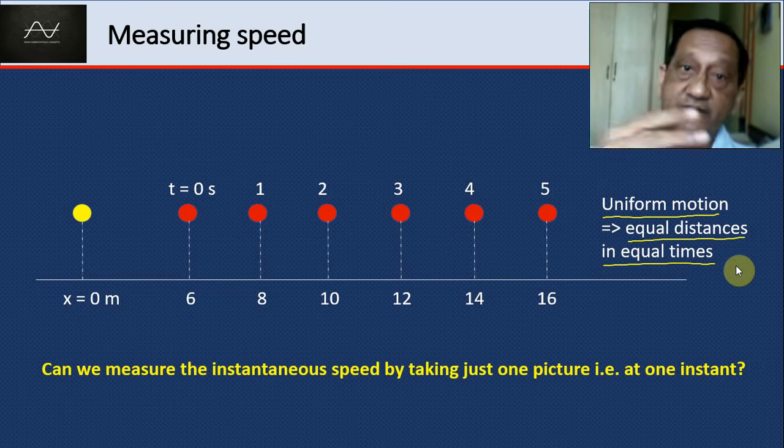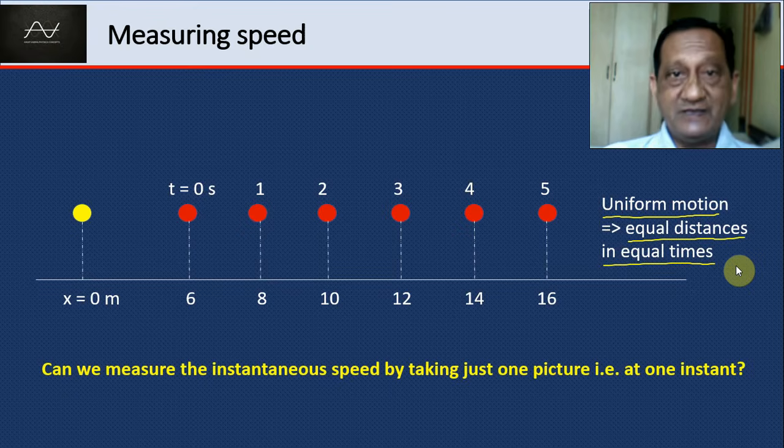I need to take at least two photos. So suppose I take a photo at 10 a.m., the body is here. Then I take a photo at 1 minute past 10 a.m., the body has moved here, right? So I know the distance covered in that 1 minute. Then I divide that by 1 minute, I get a speed. But what is the speed? That is not speed at that instant. One was 10 a.m. and the other is 10 a.m. plus 1 minute. The two instants are not the same.